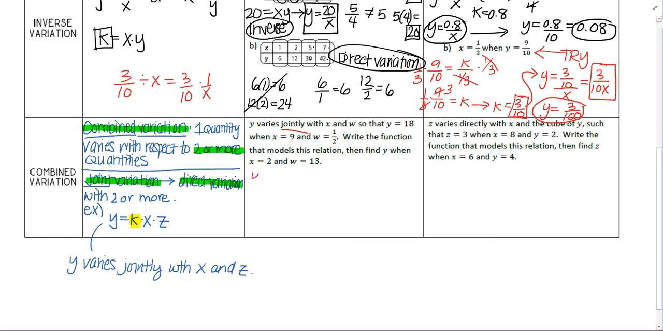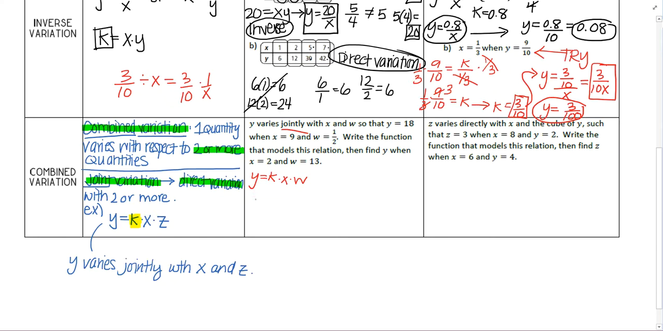So let's start by writing the equation. y equals some k times x times w. So that y equals 18 when x is 9 and w is equal to 1/2. Write the function that models this relation, then find y when x is equal to 2 and w is equal to 13. So the procedure is just like the other examples that we did in the previous two videos. Plug stuff in, find k, use k, plug some more stuff in to find the variable you're missing.